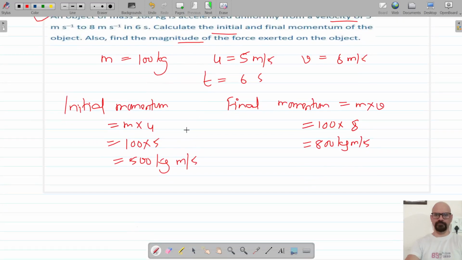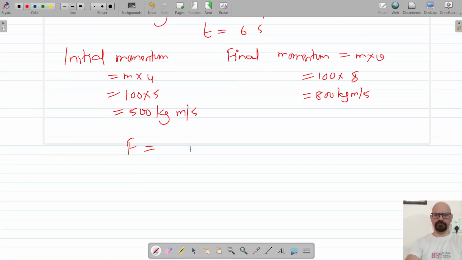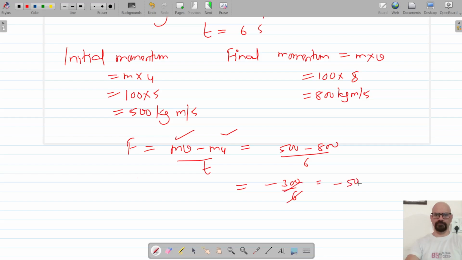We have to calculate the magnitude of force, and according to Newton's second law, the force is the rate of change in momentum. Change in momentum is final momentum minus initial momentum, divided by time, and here the mass is common, so m into (v minus u) divided by t will give us the force. Mass is 100, or rather we can just put in the values. So this is 500 minus 800, which is minus 300, divided by 6, which is equal to negative 50 Newton.